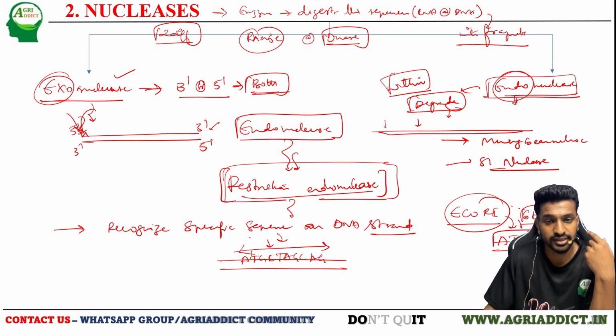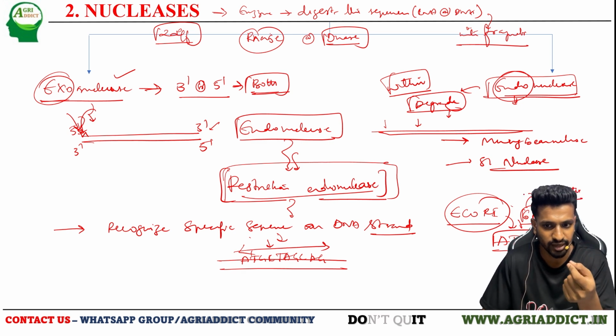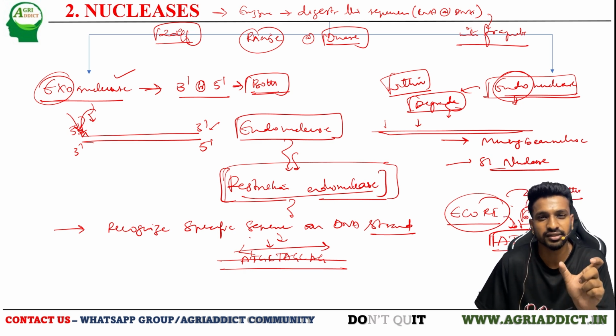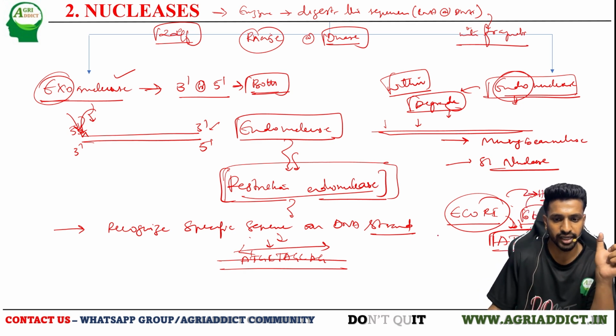If it is recognizing 6 base pairs, it is called a hexacutter. So this is an enzyme, just for example. Yes, it is obviously a hexacutter, but the sequence that I am showing here is just arbitrary. Okay, so this EcoRI is a hexacutter. That means it will recognize a specific 6 base pair sequence on a DNA strand.